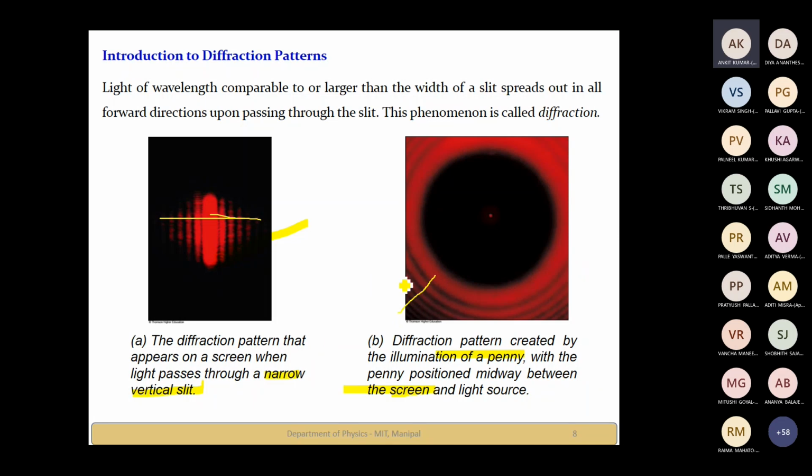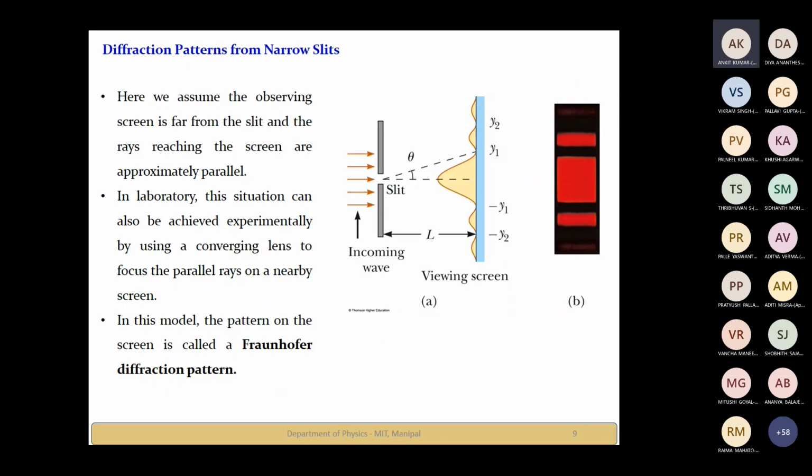And not only the intensity, the fringe separation is also not the same, unlike in the case of interference. So light of wavelength comparable to or larger than the width of the slit spreads out in the forward direction upon passing through it. The above phenomenon we refer to as diffraction. Now, coming to the diffraction pattern at a narrow slit.